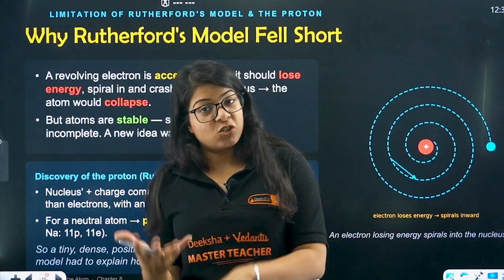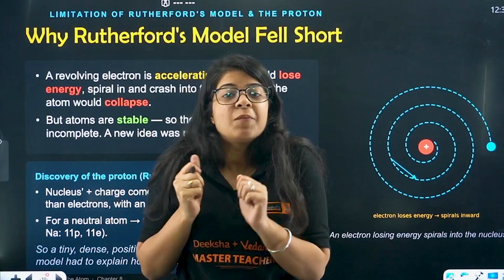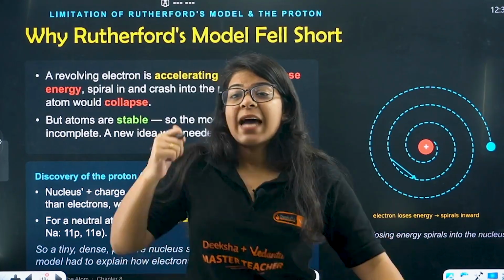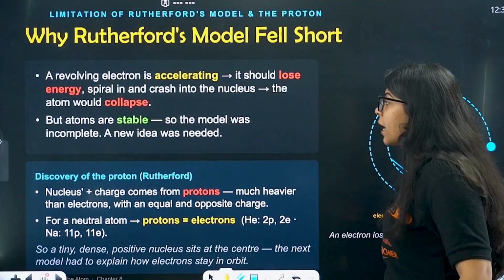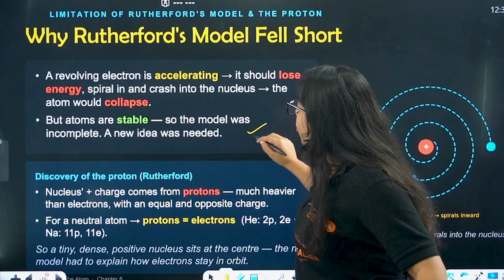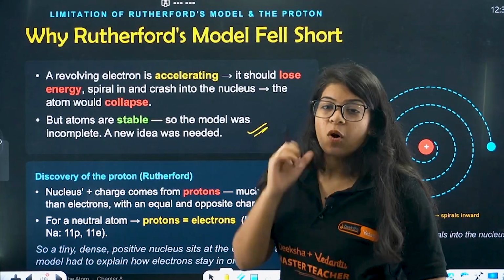That means atom does not collapse. That means atom is stable. But how is it stable? That's where Bohr ji came, okay? But atoms are stable, so the model was incomplete. A new idea was needed.